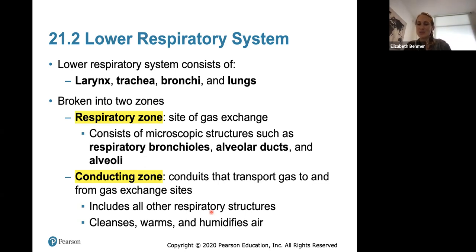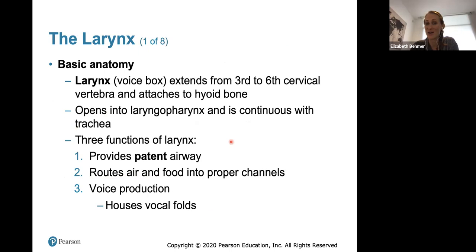The respiratory zone specifically is the site of gas exchange. So this will be your respiratory bronchioles, the alveolar ducts, and alveoli. And then the conducting zone is the conduit or passageway that transports gas to and from those gas exchange sites. So these will be the passageways that bring carbon dioxide and oxygen to and from the respiratory bronchioles, alveolar ducts, and alveoli. The conducting zone will help to cleanse, warm, and humidify the air.